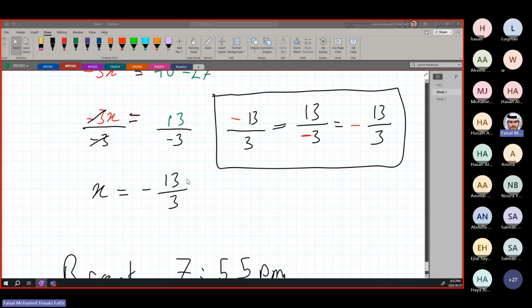It is correct, minus 4.33. If you put minus 13/3 in the calculator, it's going to be the same thing.